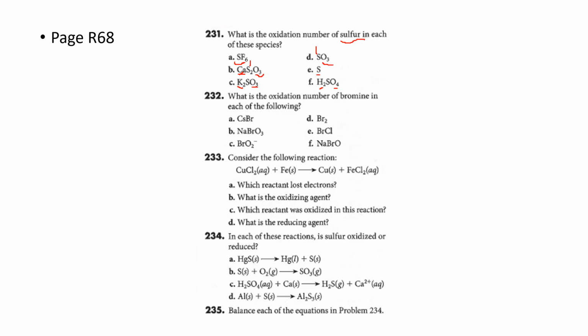For 232, we're looking at the bromine instead. I'm going to talk through it a little bit faster, probably not pointing out quite so much. But in part A, cesium is a +1, so bromide -1. So bromine is going to have a -1 oxidation state.